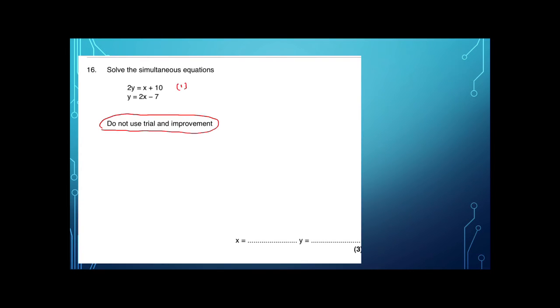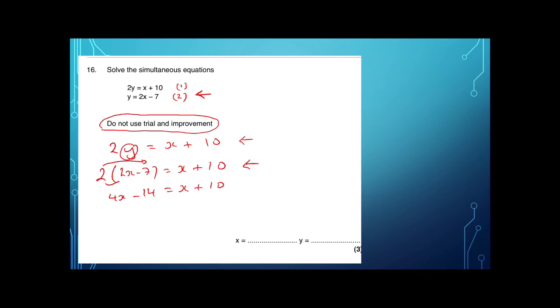Okay, this is another substitution question. So equation 1 is 2y is equal to x plus 10. We can't solve this because it has x and y's in. But we're told in the second equation that y equals 2x minus 7. So this y here, going to replace with 2x minus 7. This equation now only has x's in, so we can solve. Expanding the brackets, 2 times 2x is 4x. 2 times negative 7 is negative 14, equals x plus 10.